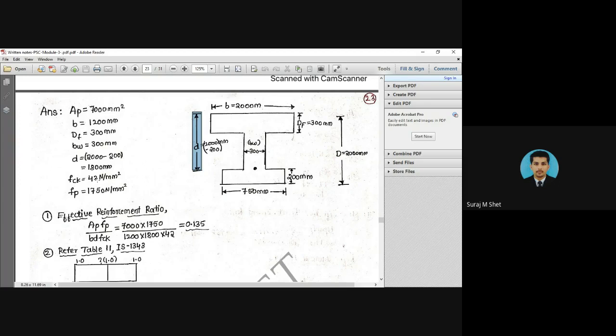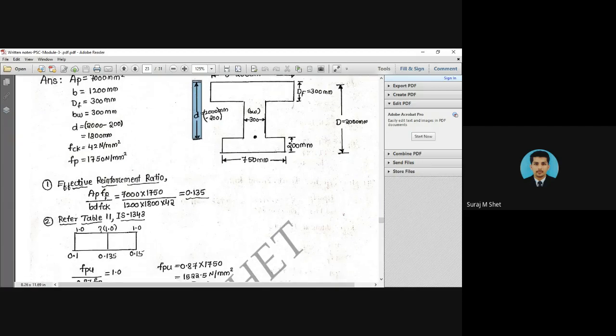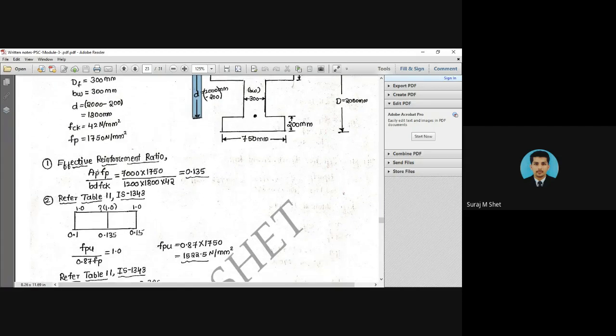FCK of the concrete they have given is 42, and FP is equal to 1750. So the first step is to calculate the effective reinforcement ratio. What is the effective reinforcement ratio? AP into FP divided by B D into FCK. So 700, the area of the steel, into 1,750 divided by 1,200 into 1,800. This is the effective depth and this is the top flange width, into FCK of the concrete, 42. So I'll get the effective reinforcement ratio like this.